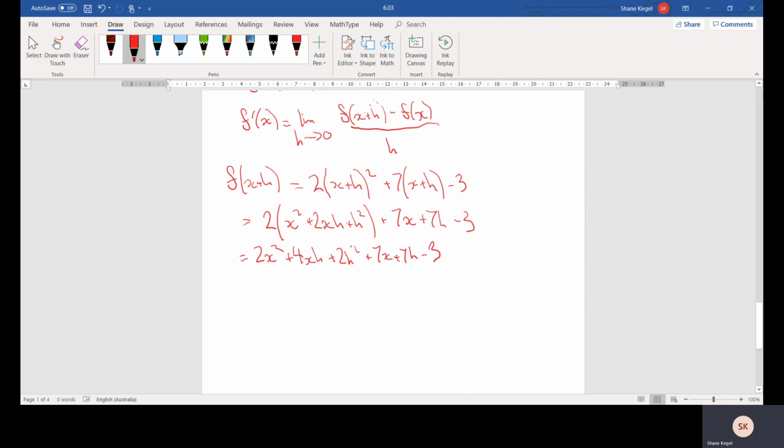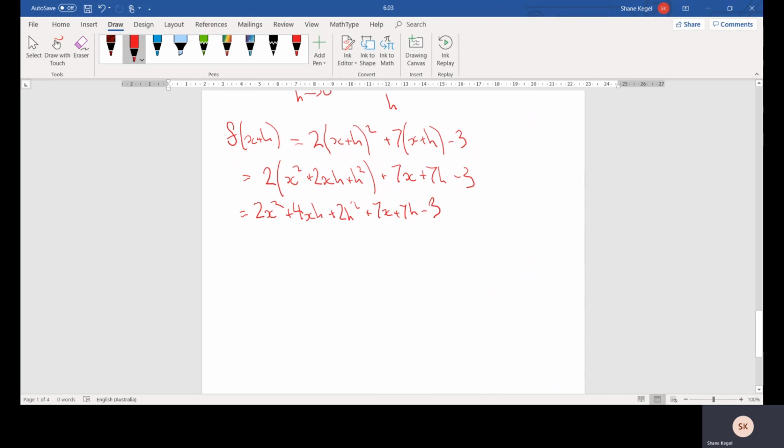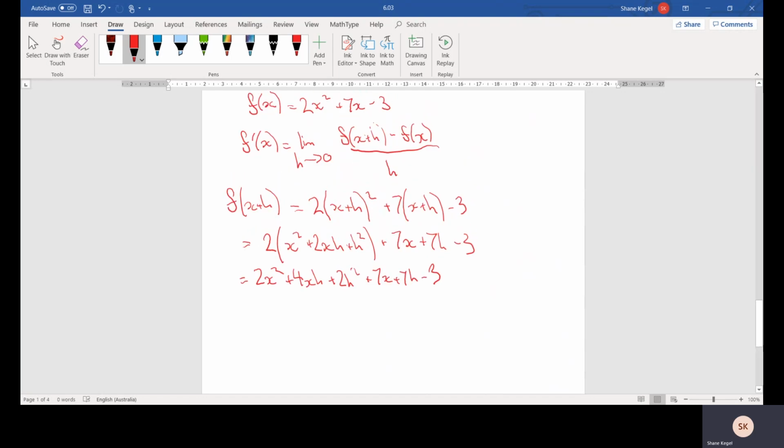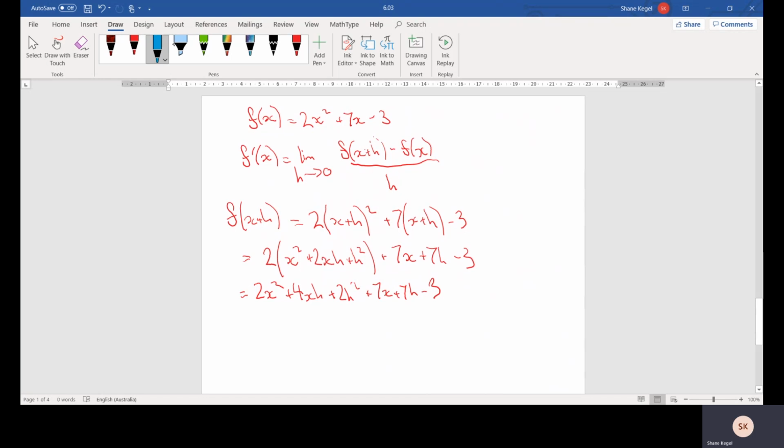Next step would be to bring together any like terms, which there are not. So at this point, I'm going to have to sub this into my equation at the top. To make it easier, because it is quite a bit of working, I'm just going to calculate this, so f of x plus h, which is this value, first, and then I'll pop it into my fraction after I find that.